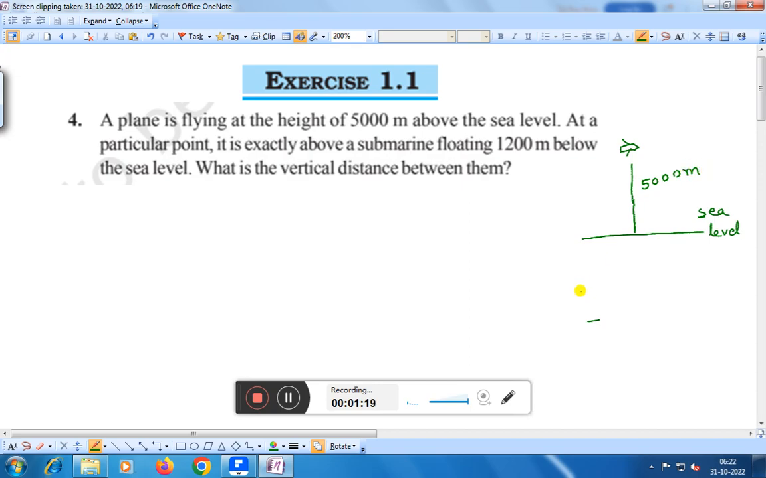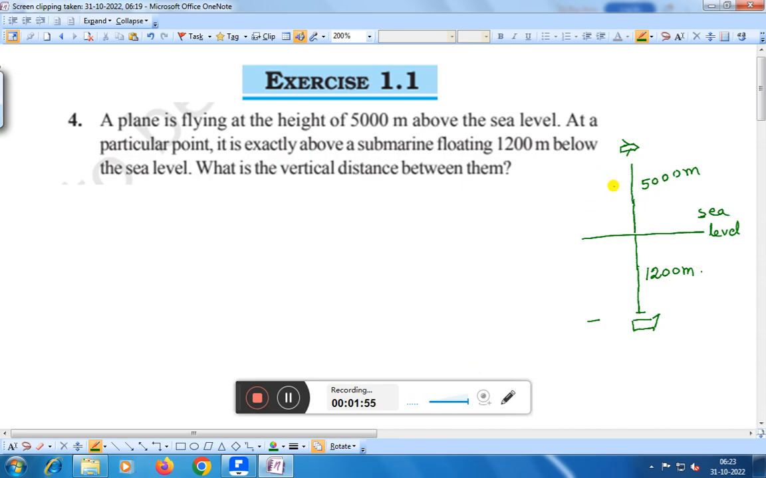And at a particular point, it is exactly above a submarine floating 1200 meter below the sea level. There is a submarine below the sea level. This is the submarine, suppose, and it is floating 1200 meter below the sea level. The question is, what is the vertical distance between them?